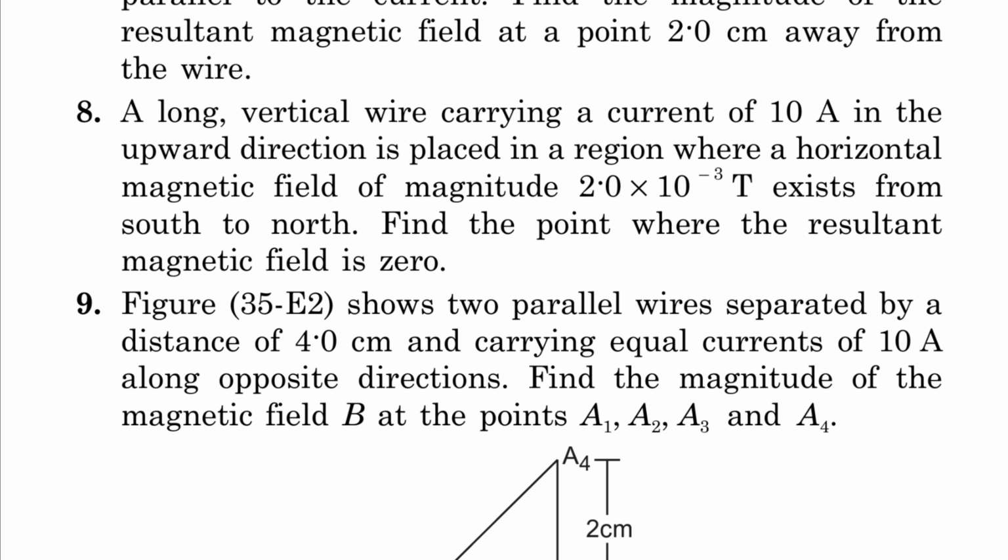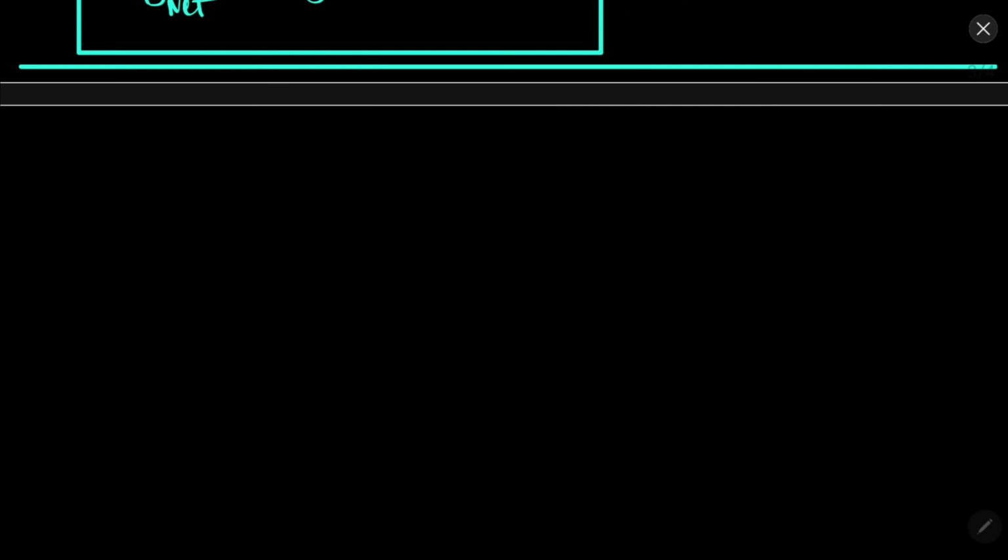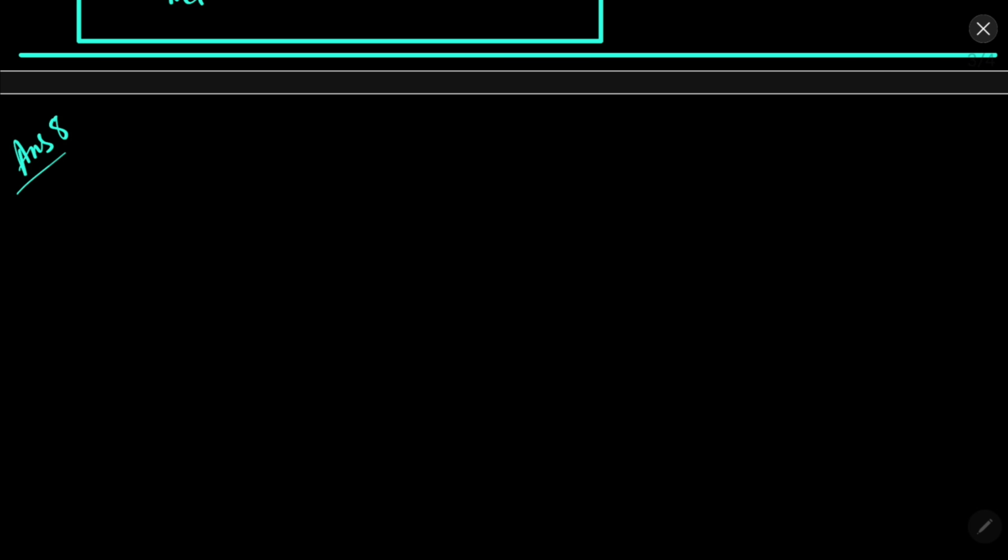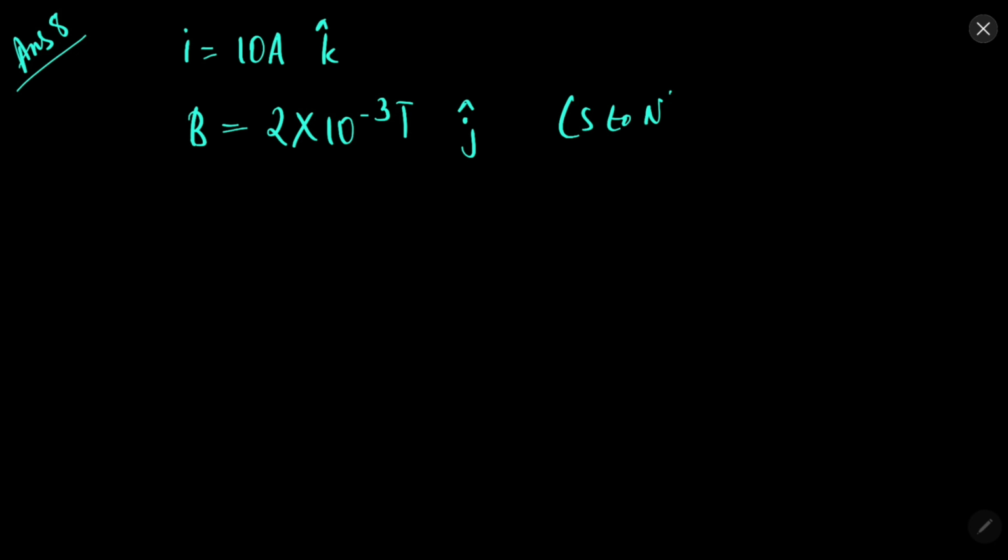In question 8, we have a long vertical wire carrying some current. There is some magnetic field. We need to find the point where the resultant magnetic field is 0. So this is the 8th one. Current is 10 amperes in k cap direction. Magnetic field is 2 into 10 to the power minus 3 Tesla in j cap direction, from south to north.